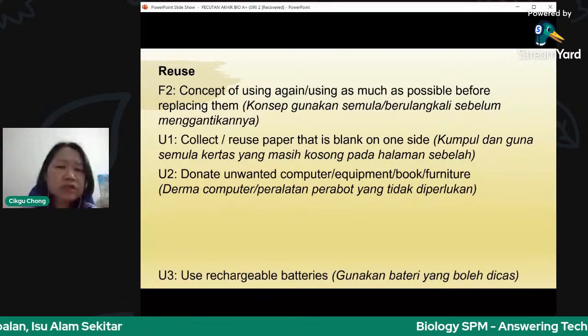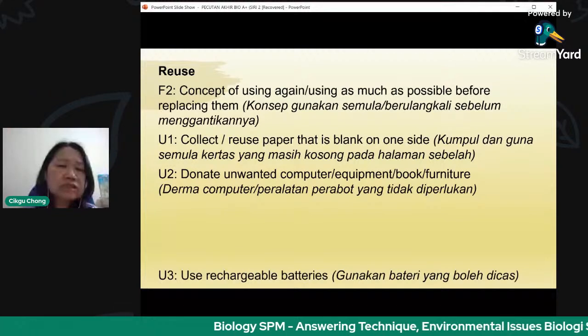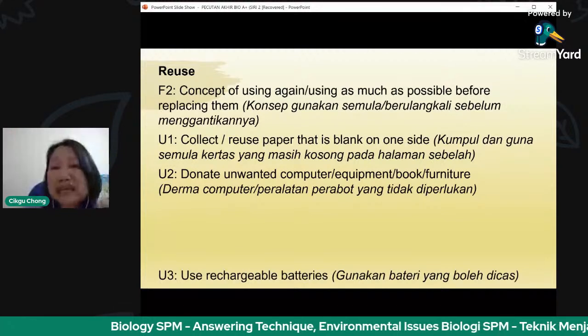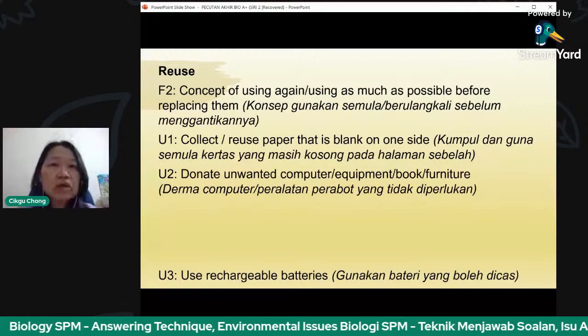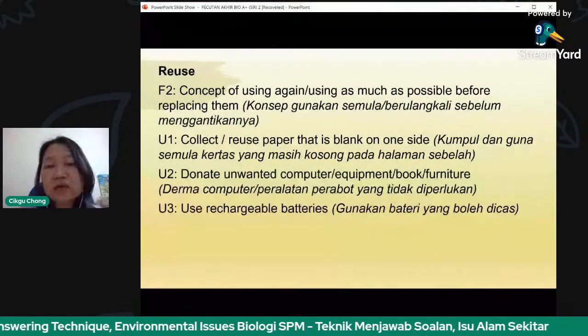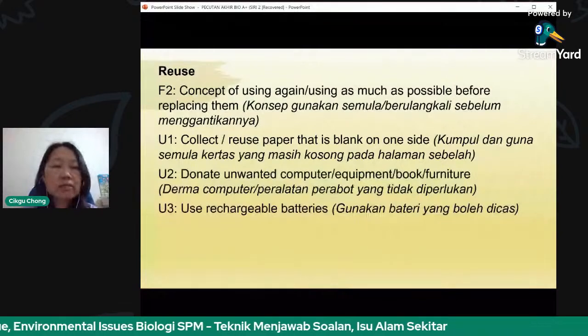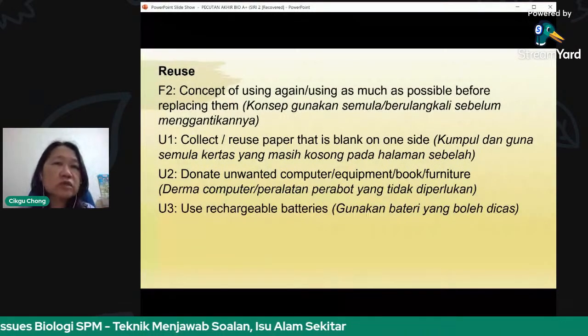Use batteries that can be recharged, because instead of throwing your batteries, which may leak the chemical into the soil, it will find its way into the food chain later. Okay, so use rechargeable batteries. There are many, you can go up to a few thousand cycles before you dispose of it.